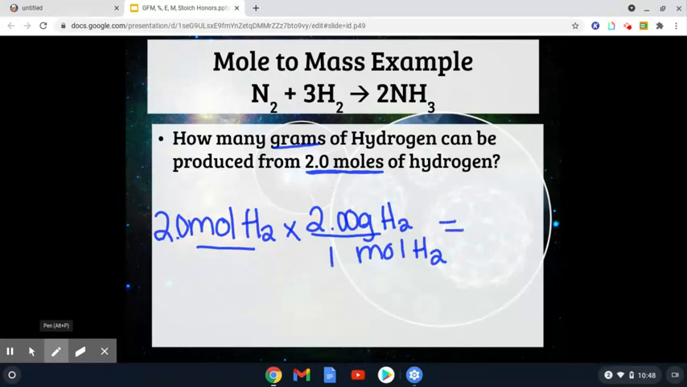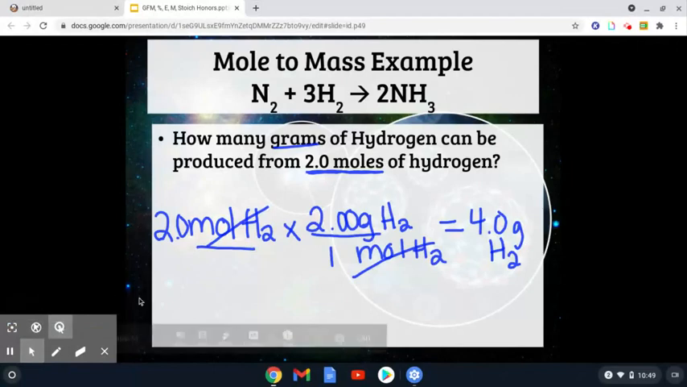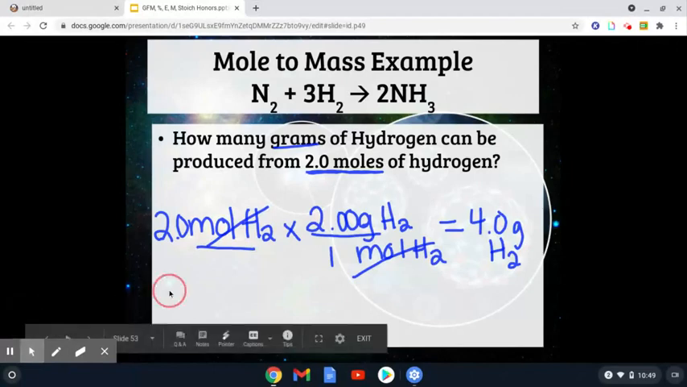And then I would set equal. Moles of hydrogen cancel with moles of hydrogen. And we are left with 4.0, because of sig figs, grams of hydrogen. Okay? So again, just to recap, if I have 1 mole of hydrogen, that means I have 2 grams of it. So now if I have 2 moles of hydrogen, I have 4 grams of it. This is a very straightforward example. These tend to become a little bit more intricate. That's why we do the math and show the work.